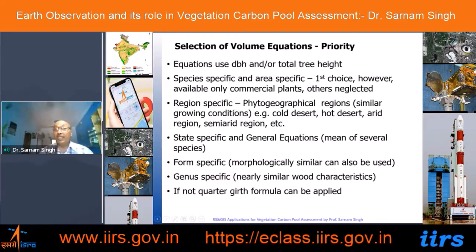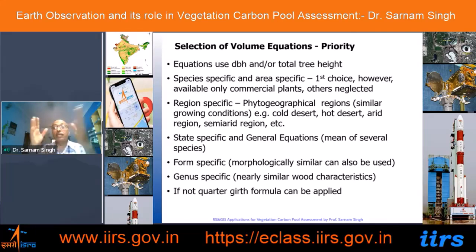then use a region specific equation. That means a volumetric equation of the same region, may not be the same area, but the same region. We call them a phytogeographical region. That's cold desert or hot desert. This is one phytogeographical region. So let us say the Sal volume equation is not available. Let's say for Dehradun it is available.